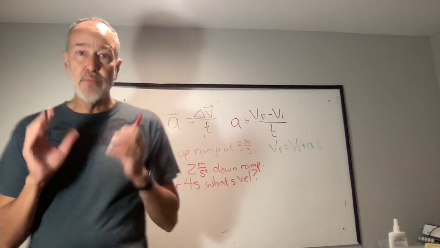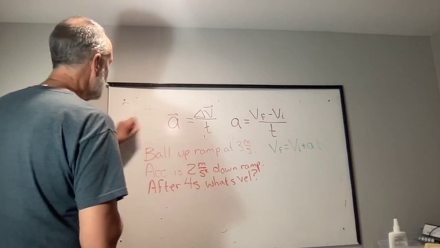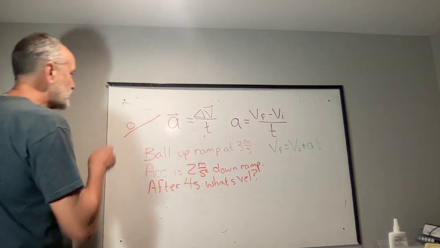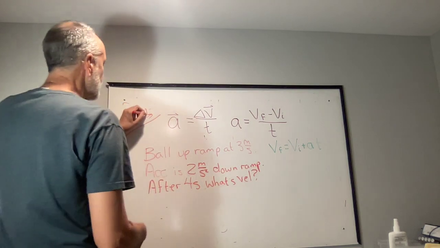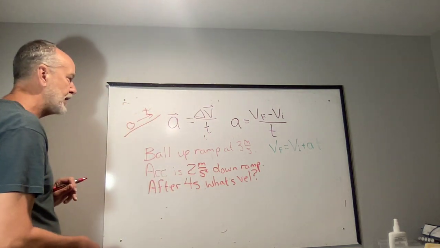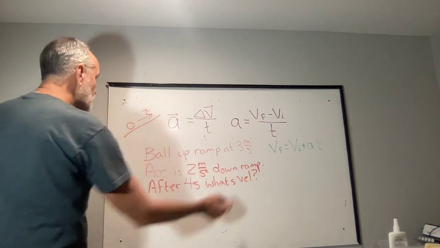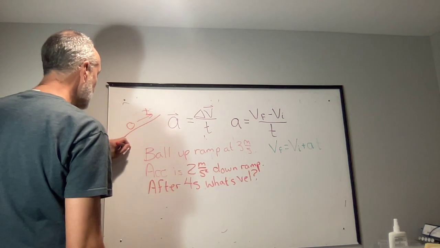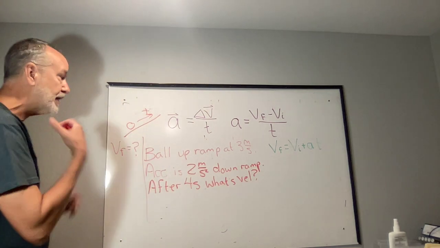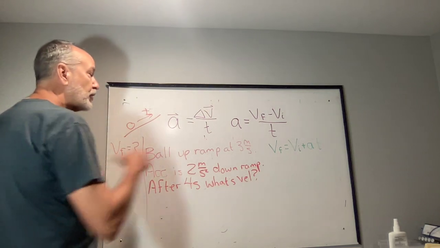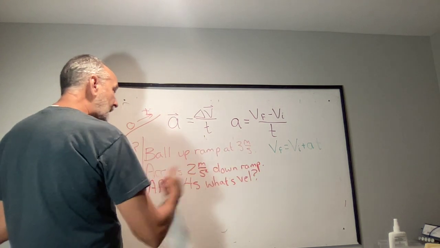Okay, and once again, what we want to do is sketch up the ramp. Here's my sketch. This is all I need for a sketch. Ball's going up the ramp. I'm going to call up positive. You could call down positive, but I just decided I'm going to call up positive. What's my objective? After 4 seconds, what's the velocity? That's a final velocity. Then I list my variables. Ball's going up the ramp at 3 meters per second. Acceleration is down the ramp after 4 seconds.